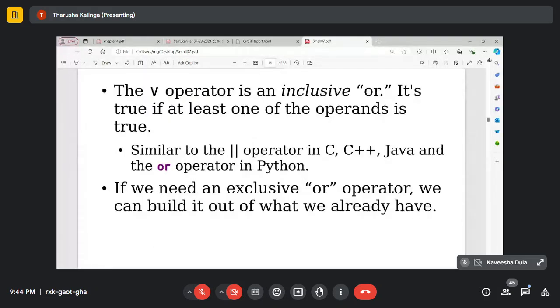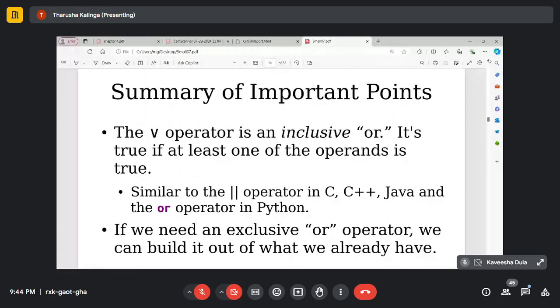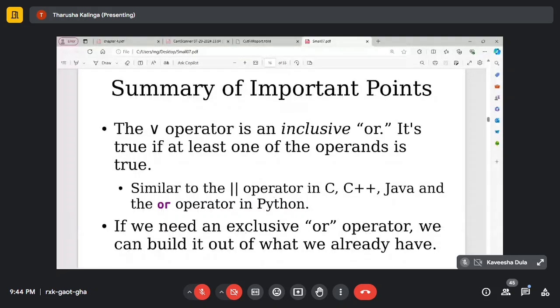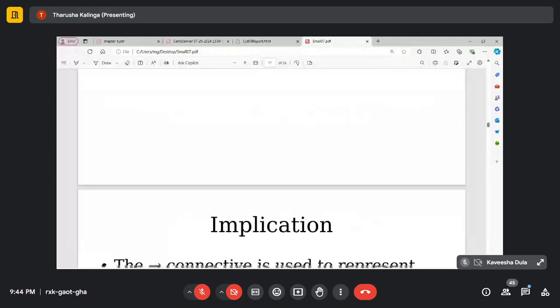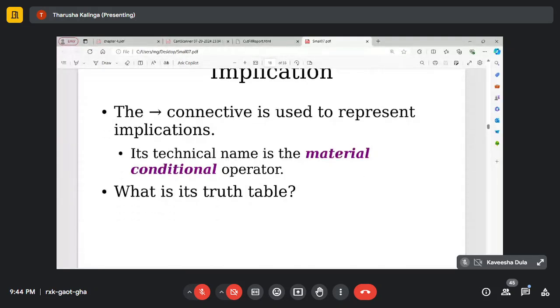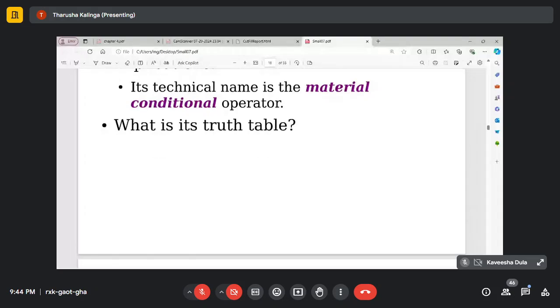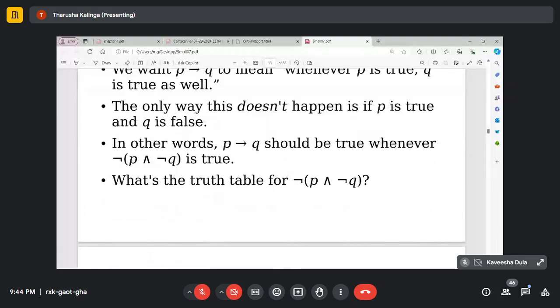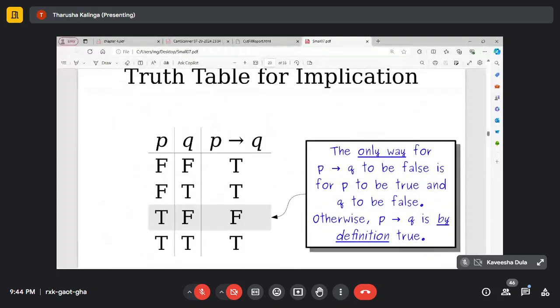Okay. Here, wait, the next one. Okay, this is the most important part. We call this implication connective a material conditional operator. This is the technical name, material conditional operator. So when you are drawing the truth table for this, you have to consider this important point.